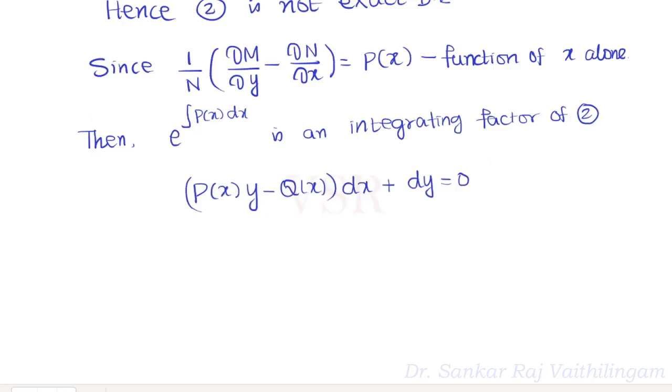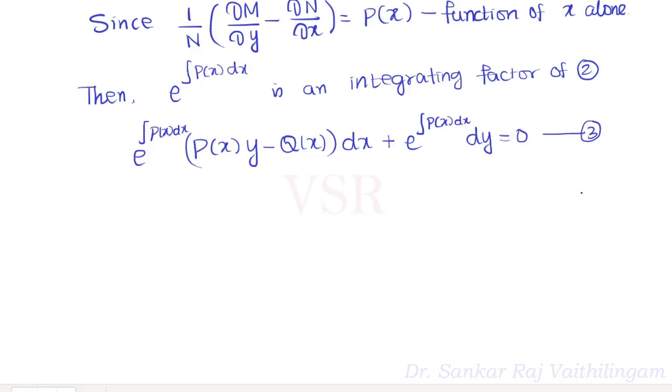Let me move this a bit aside. So in this, I multiply by e to the power integral of p of x dx. This will become an exact differential equation. I take this as 3. Okay, so let us check whether this is an exact differential equation. So now the new M is this and this is my N.